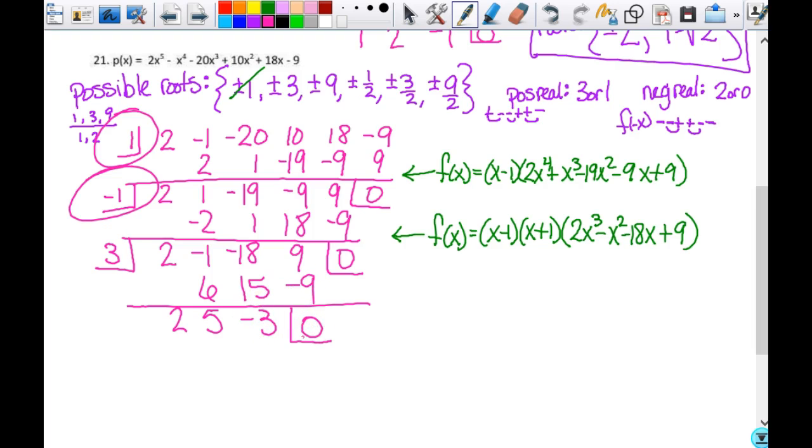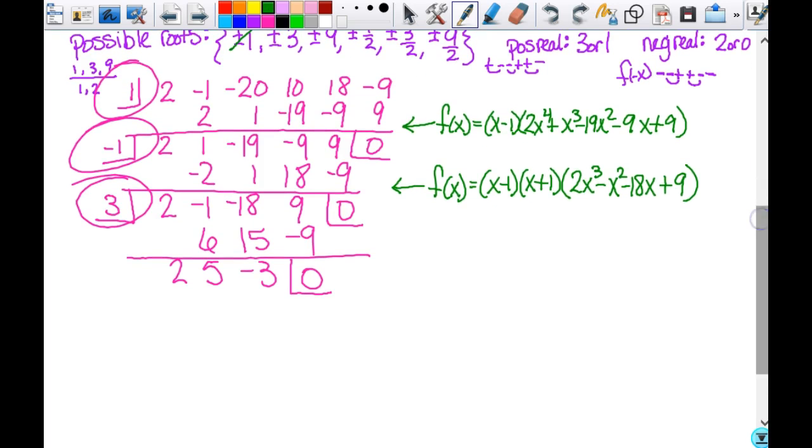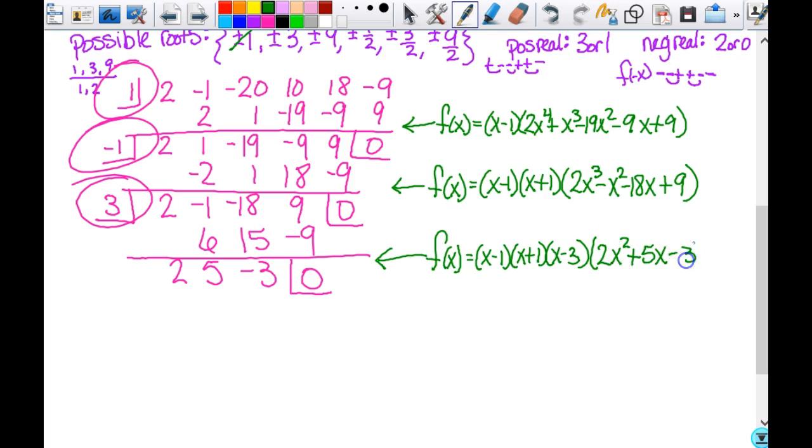Well, that is nice because we had a 5th degree and the first 3 things we checked actually work. Unfortunately, that doesn't always happen, but it did happen here, so that's good. So now what I have figured out is f of x equals x minus 1 times x plus 1, then x minus 3. Okay, so that's 1, 2, 3 of my 5 degrees, so that means that's a squared. So 2x squared plus 5x minus 3.